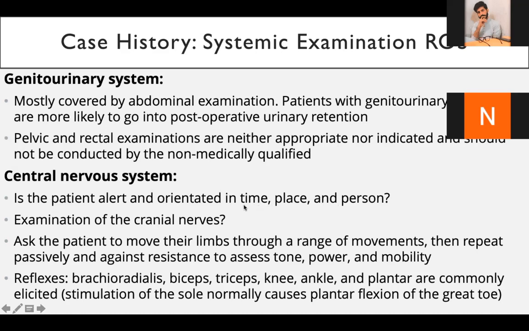Where are you? What's your name? And is it day or night outside? And then you can examine the cranial nerves, because some of the cranial nerves are important for us, like 5, 7, 9, and 10, as we have read in the anatomy of the oral cavity, the first slide. So cranial nerve examination is important.